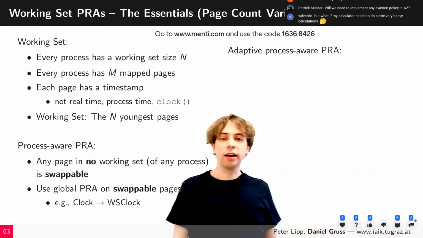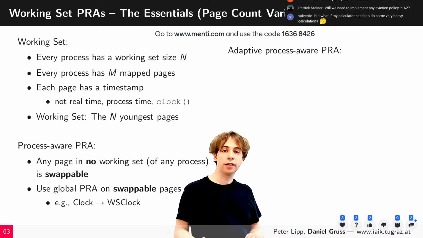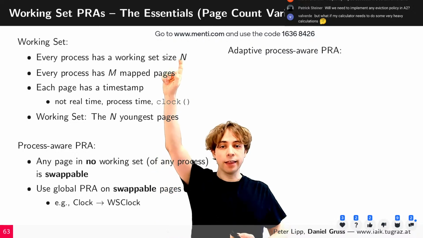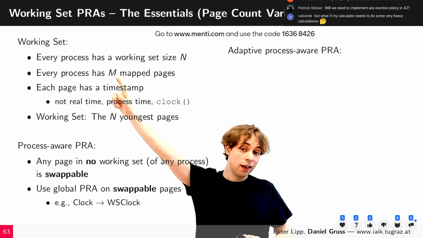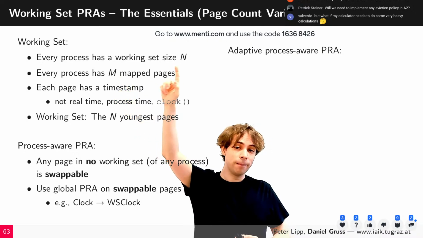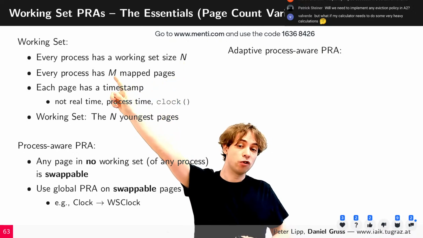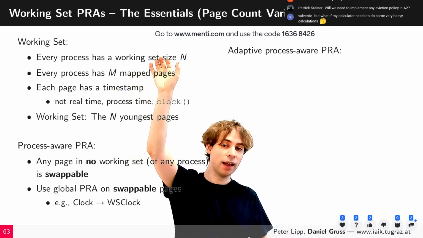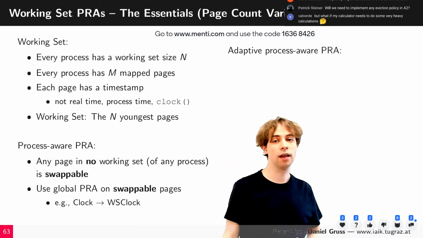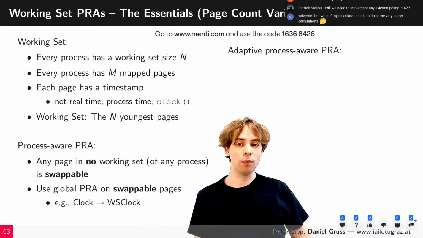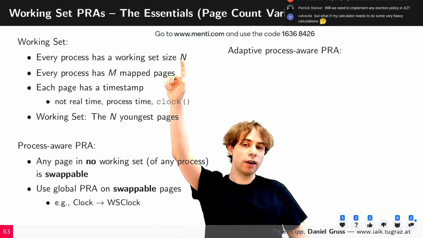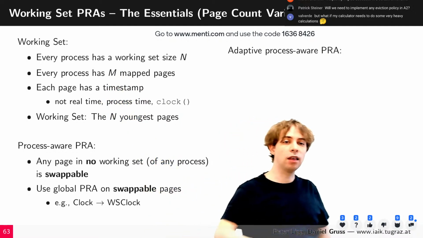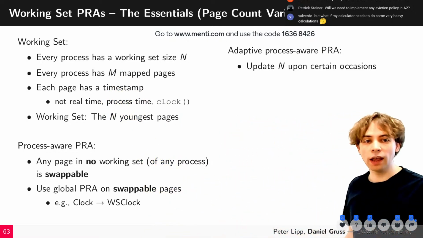And then we can also make this adaptive, and usually you would, if you implement a working set PRA, because we started with this. I said m should be greater or equal to n, right? You should have at least as many pages mapped as the working set size is. So we probably start with a very small value here, maybe even 0 and also 0 mapped pages. And then you will update n on certain occasions.